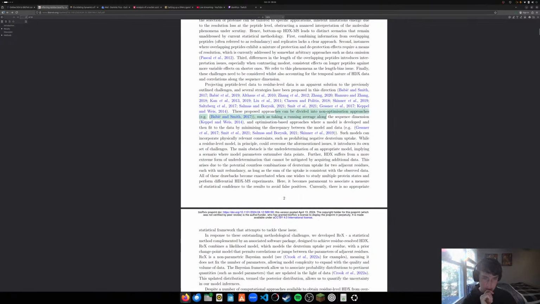These approaches can be divided into non-optimization approaches, such as taking a running average along the sequence dimension, and optimization-based approaches where the model is developed and then fit to the data by minimizing the discrepancy between the model and the data. Yeah, that one's mine.